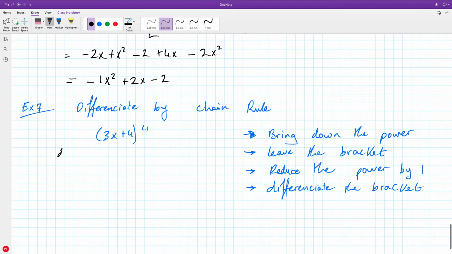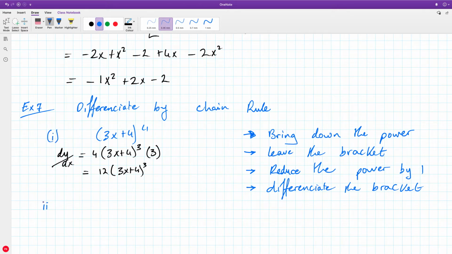So, dy/dx. I bring down the power, 4. I leave the bracket, 3x plus 4. I reduce the power by 1, I get 3. I differentiate the bracket, 3x plus 4, you get 3. Tidy it up, 3 by 4 is 12 times 3x plus 4 to the power 3. The tidiest way to do that.